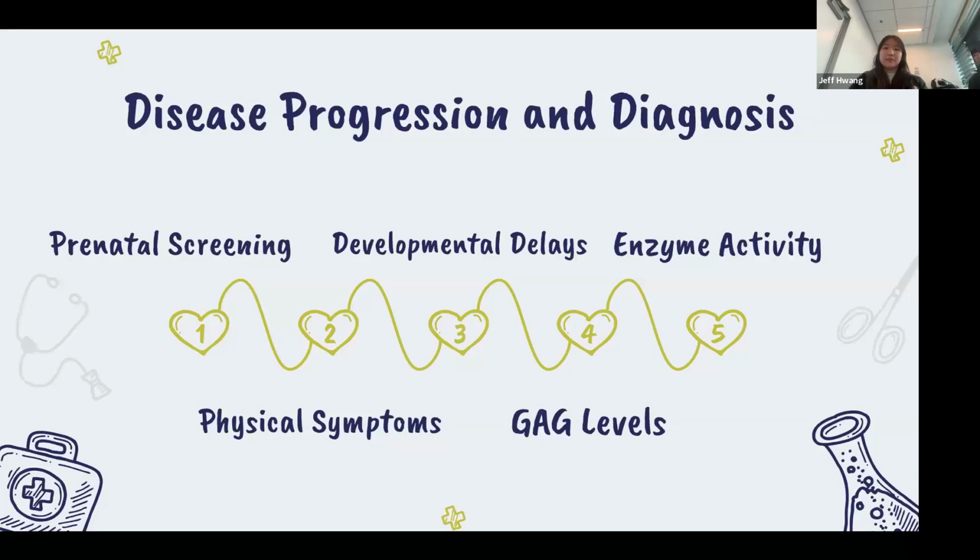Hydrocephalus also develops after the age of 2. GAG levels are measured in urine to identify the MPS1 disease. And then enzyme activity is measured to specify the type of MPS1 subtypes, which identifies Hurler's syndrome. And this is usually measured through enzyme assays or DNA analysis.